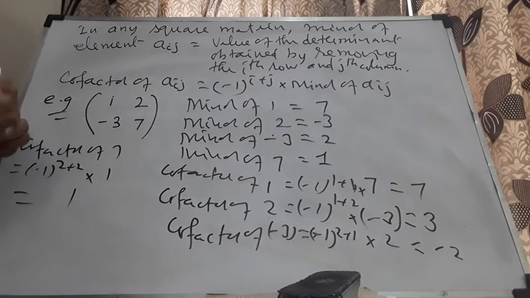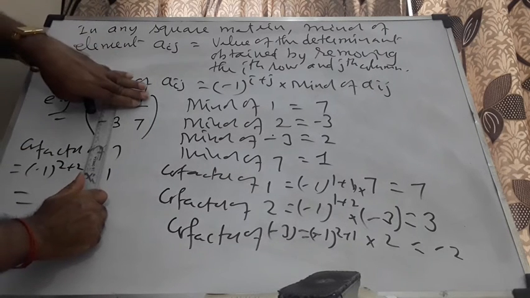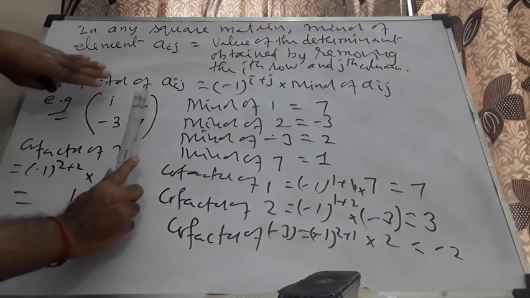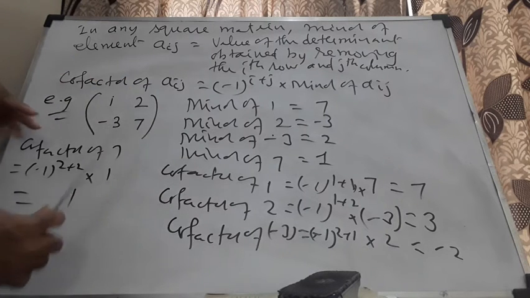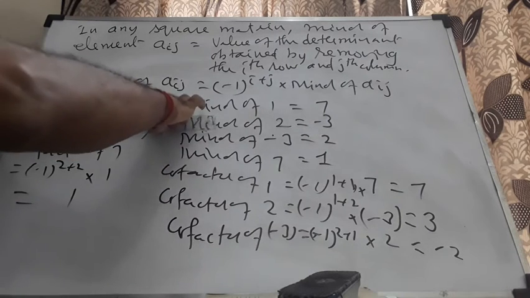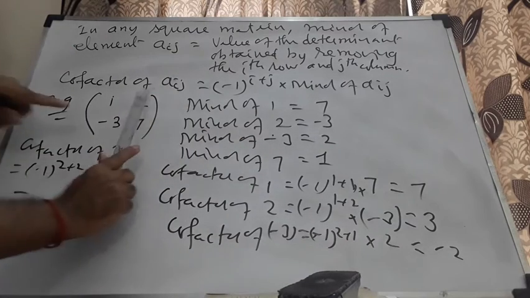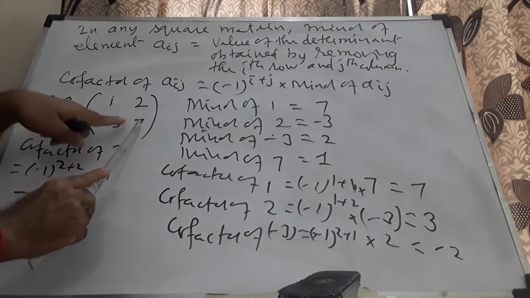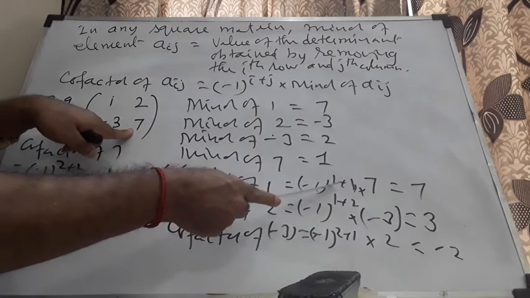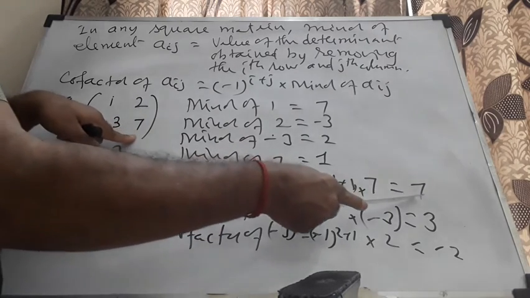This is exactly 1. Let me repeat the whole process. Minor of 1: remove first row, first column. I'll get a 1 by 1 determinant. Therefore, minor of 1 is 7. Minor of 2: remove the first row, second column. I'll get simply -3. Minor of -3: remove the second row, first column. I'll get 2. Minor of 7, I'll get 1. For the cofactor, I'll get 7, since (-1) raised to 1 plus 1 is even. Therefore, I'll get 7.